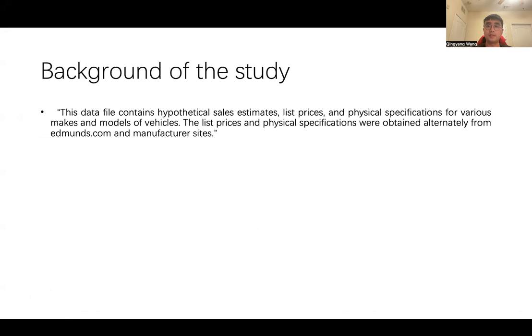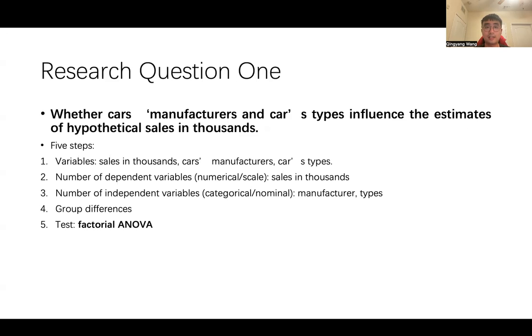Based on the SPSS description, the car sales data set is about hypothetical sales estimates, list price, and physical specification for various makes and models of vehicles. The list price and physical specification were obtained alternately from these two websites. This is the background of the study.